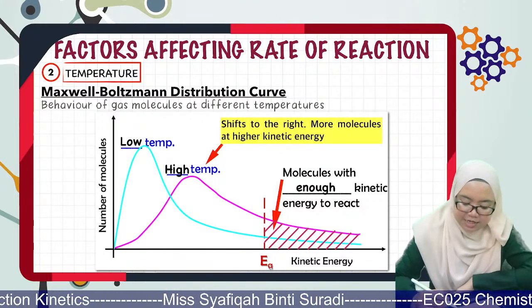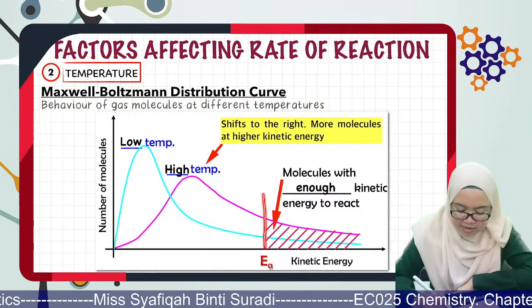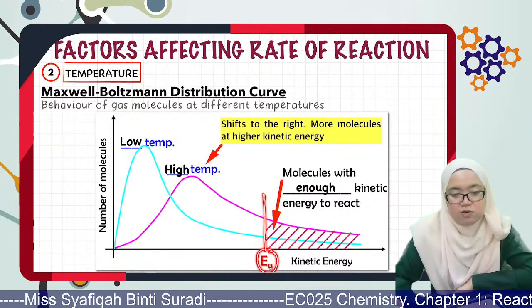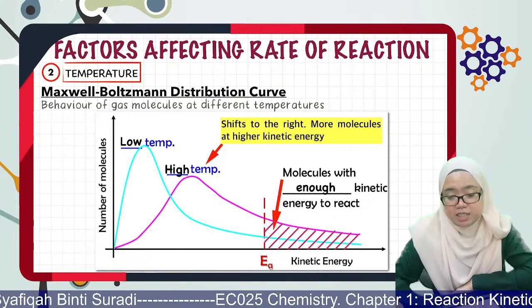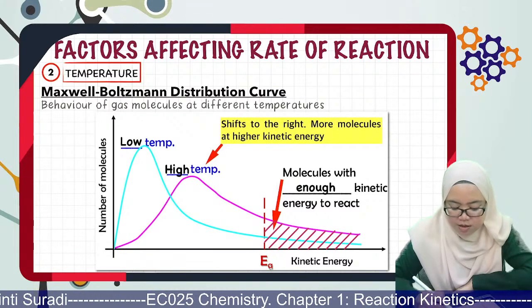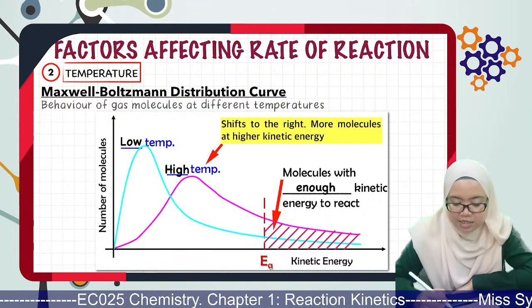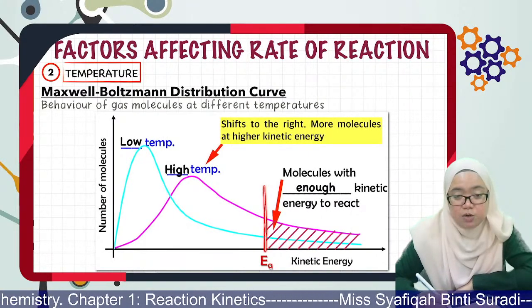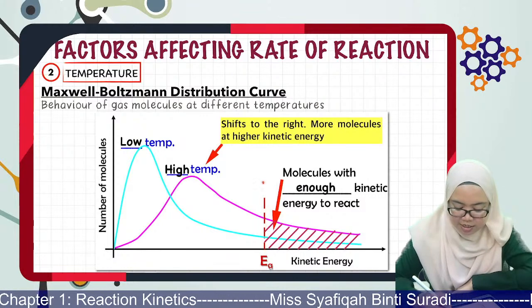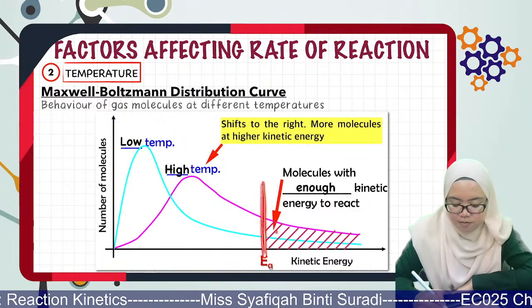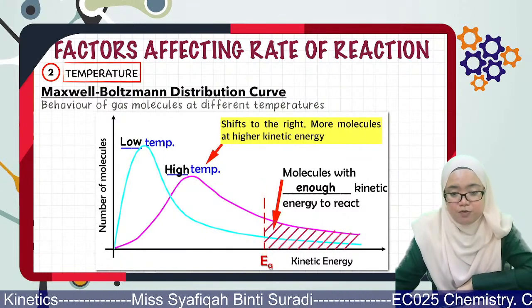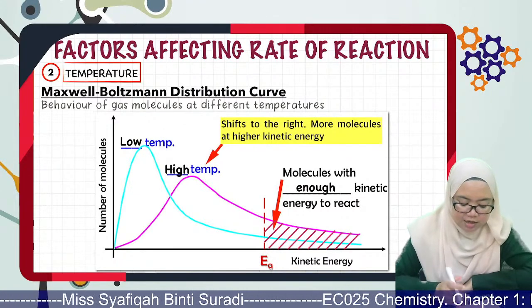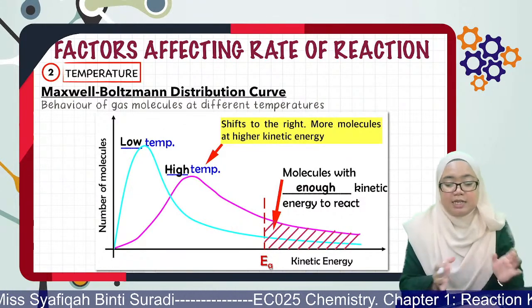So, dekat sini, kita ada EA. So, EA ni maksudnya activation energy. Maksudnya, any molecule yang dia punya kinetic energy melepasi, exceed the EA ataupun equal or greater than EA dia akan form product. Okay, dia akan form product. Maksudnya yang ini, yang before this semuanya dia tak ada enough energy lah.